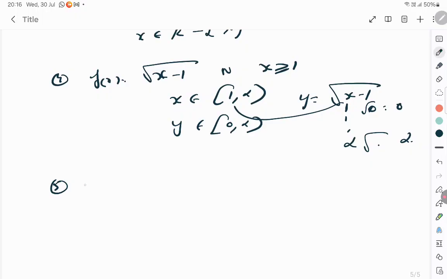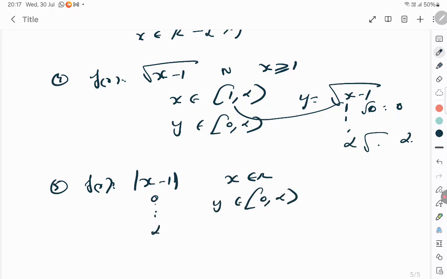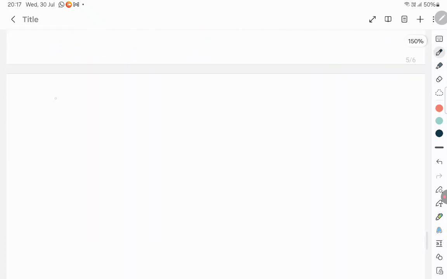So fifth question, f of x is equal to mod of x minus 1. X can take any real number, and mod functions will always be positive, right? So it can be from 0 to infinity. Y is an element of 0 inclusive till infinity open bracket. So let's go to the sixth sum.